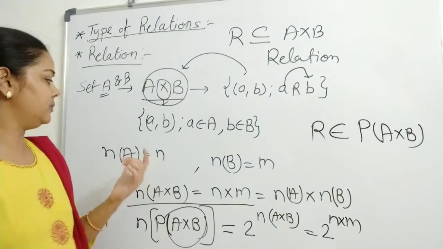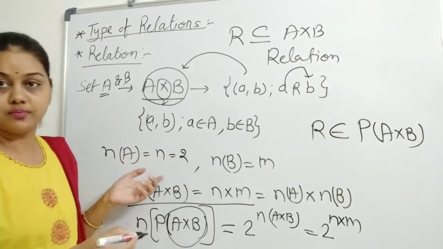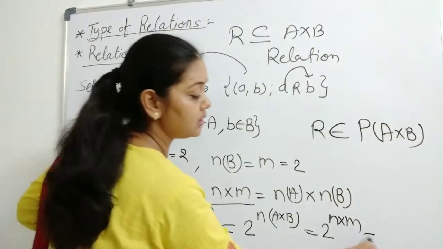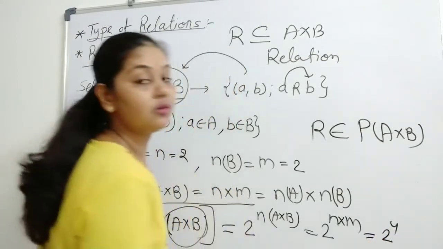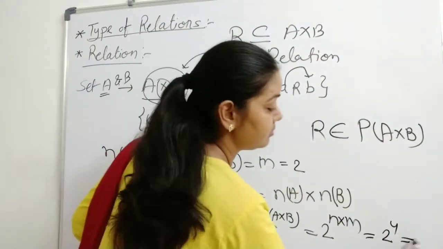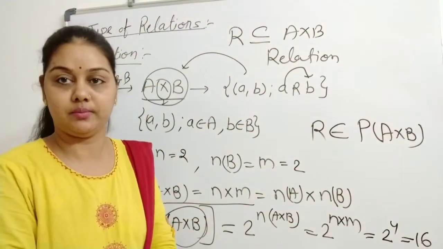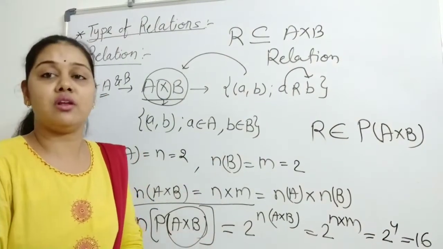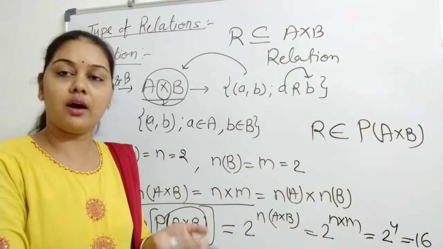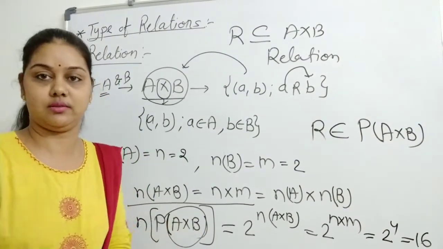Suppose in the set A I have 2 elements and in set B I again have 2 elements. It means here we will have 2 raised to power 4 relations. It means a total of 16 relations we can find from A to B. These 16 relations are not all the same, they are different. So now we discuss what the different types of relations are.